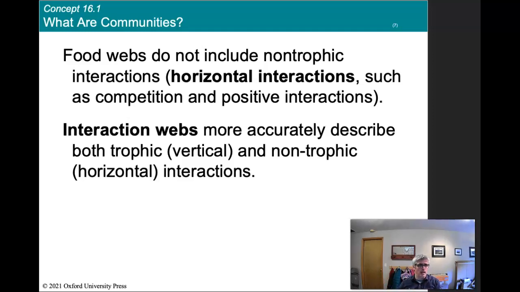Meaning, what happens if you have 10 different types of herbivores out on a field? What kind of interaction are you going to have that's important to that species and the outcome of that species, whether it be survival, growth, or reproduction? Because now we're introduced to competition or perhaps some of the positive interactions we talked about in the last chapter. And so interaction webs can be added to include some of these vertical trophic interactions, so vertical up and down, and horizontal non-trophic interactions.